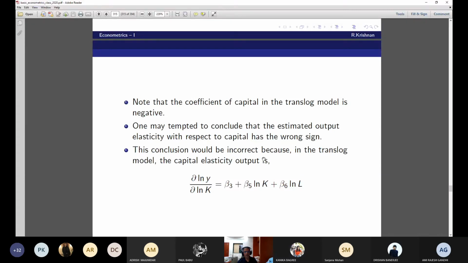Okay, now get this particular point. The coefficient of capital in the translog model is negative. What is it I'm referring to? Minus 1.893, that one. Yeah, isn't it a bit misleading?